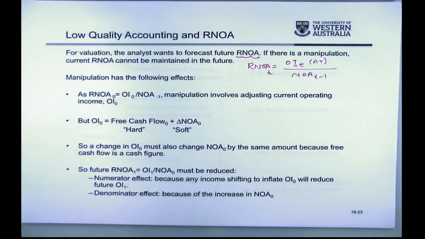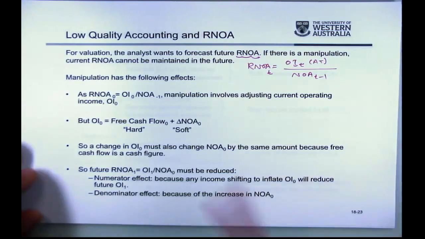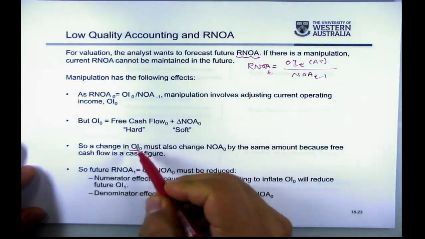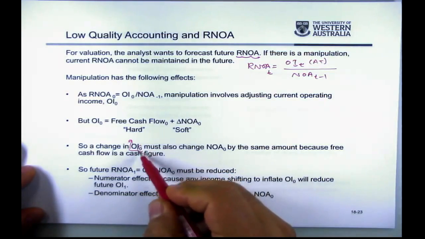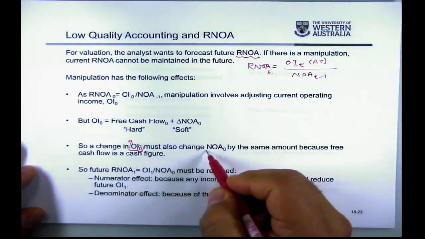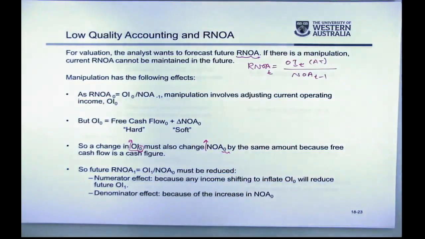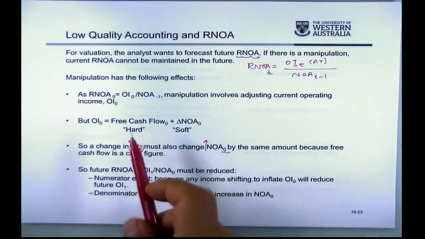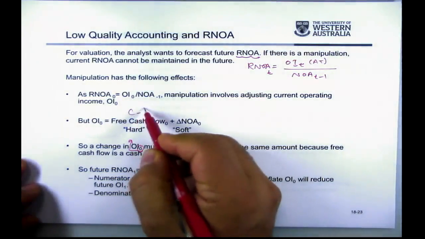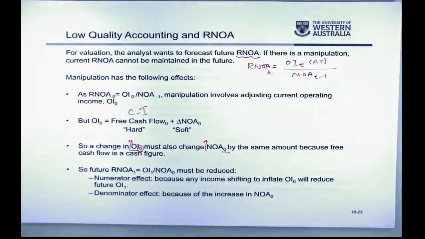Assume that the firm decided to unfairly inflate the current operating income. In this case, any increase in the current operating income at time 0 will be associated with a similar increase in the current net operating assets. Right? I told you that the free cash flow here, C minus I, is a hard figure. It is real cash.